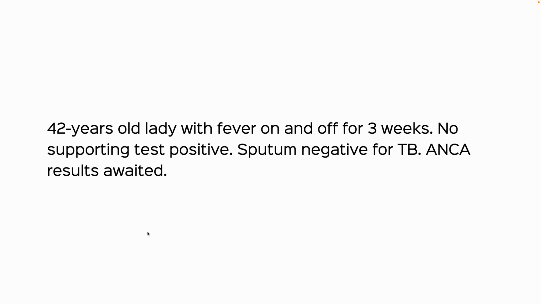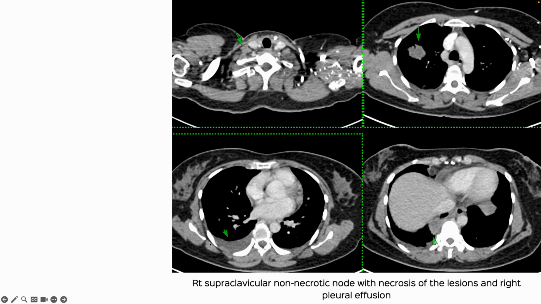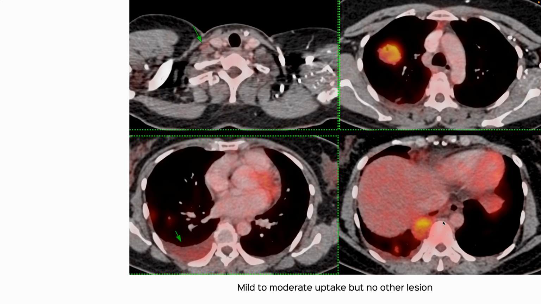And then the next patient was a 42-year-old, 3 weeks history, no supporting test positive, TB PCR or Gene Xpert for sputum negative, ANCA results awaited. Slightly different, there are subtle air bronchograms, but there are ground glass halos, and there is a little bit of septal thickening. There is a right pleural effusion, there is a right supraclavicular node, and the lesions are necrotic on the contrast study, and there is mild to moderate uptake.